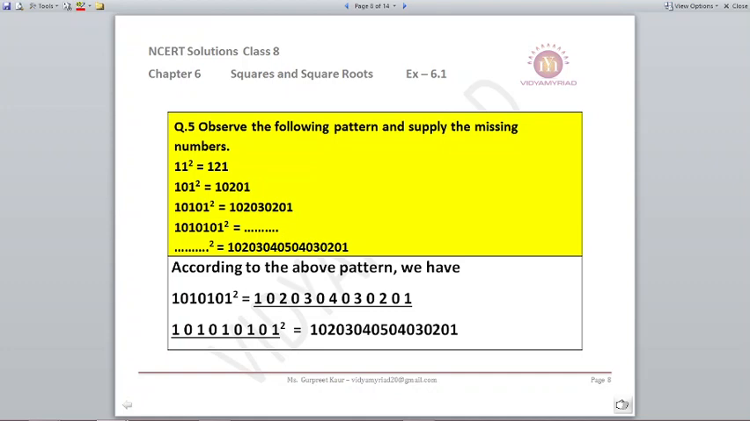Now next, 1010101. How many ones are there? 4 ones. So I will write 102030 and then move backward 030201. In the next case, if you look at the pattern, it is going till 5 and moving reverse. So how many ones should I write in the square form? There should come 5 ones. That means 101010101 the whole square.